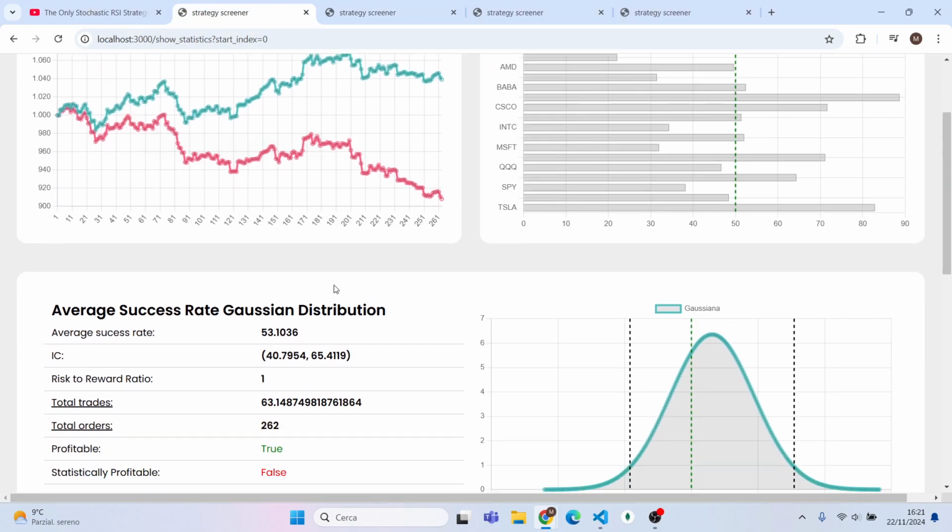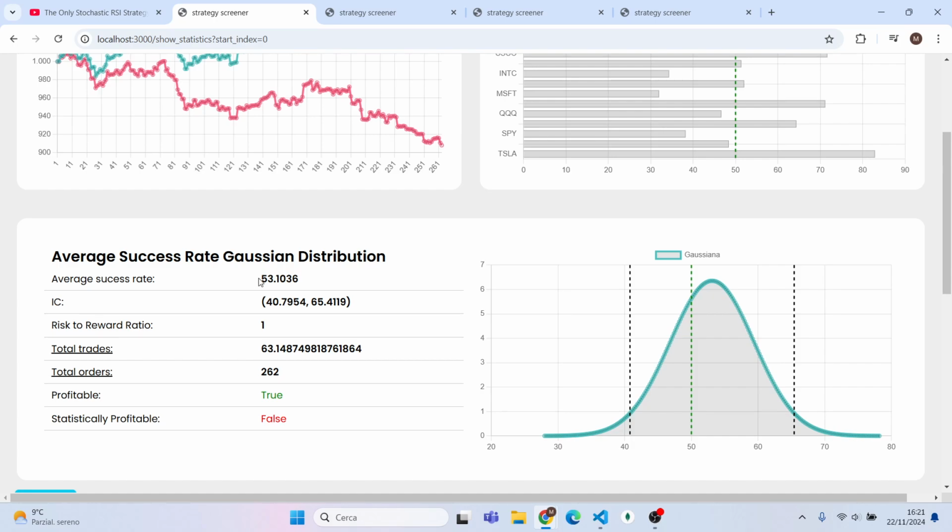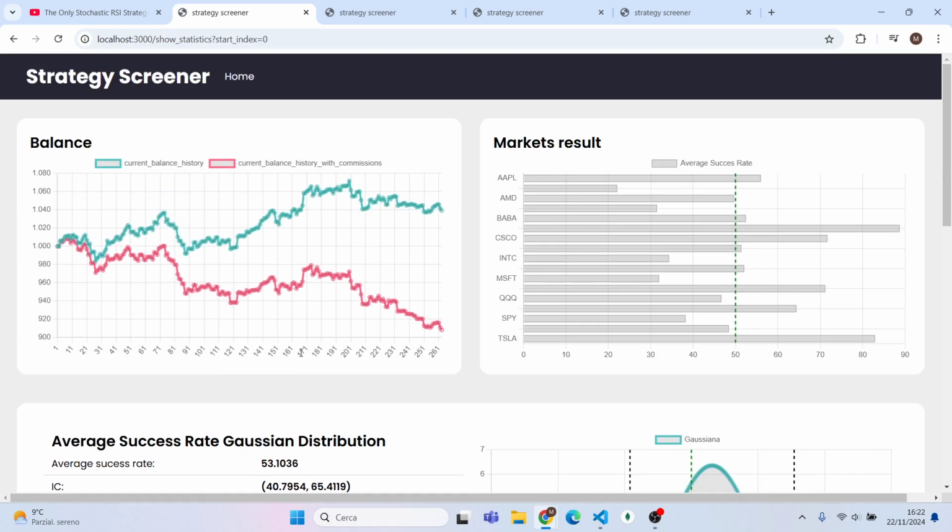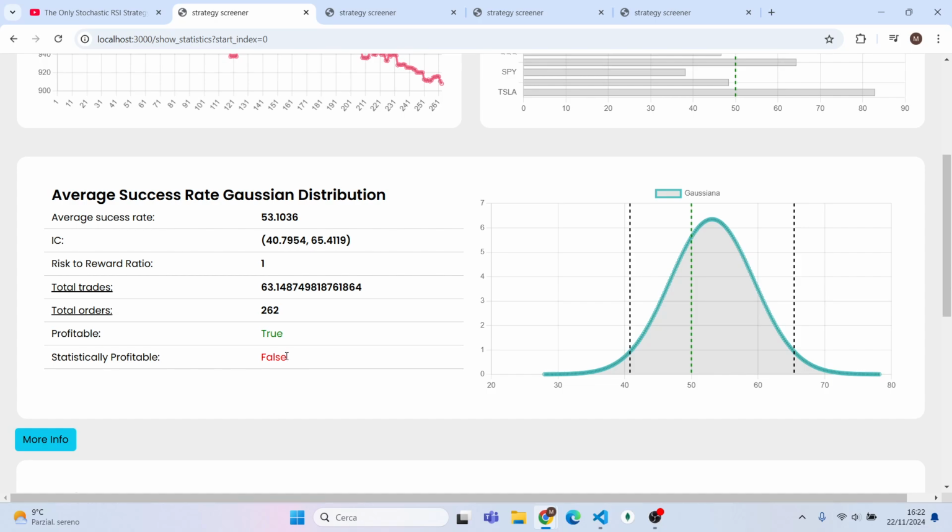Let's see how it performs over the entire dataset. And as you can see, the numbers talk. It would have been profitable with an average success rate of 53. But there is a problem. It's not statistically profitable. And also the number of trades is very low. That's not good. It will be hard to make a statistical analysis on it. But I will not give up, as always. I will do it anyway. And for this video, I will try to make it as profitable as I can. I don't care.